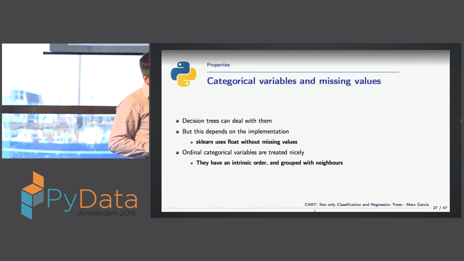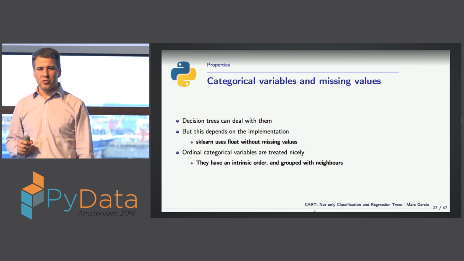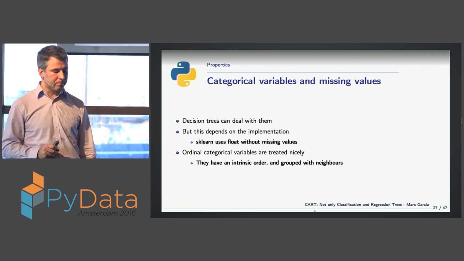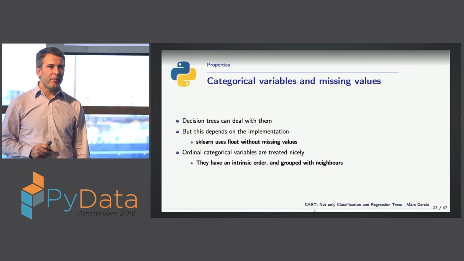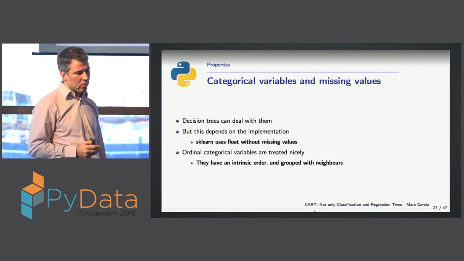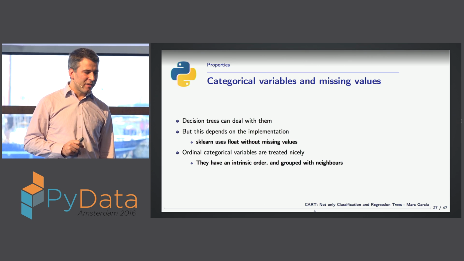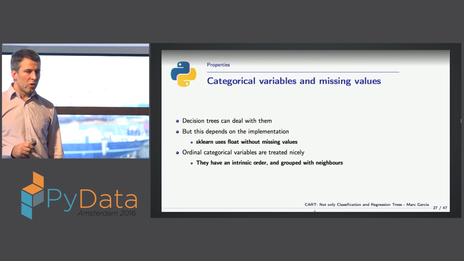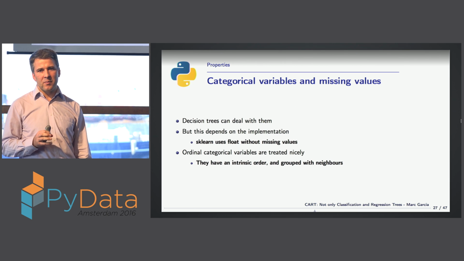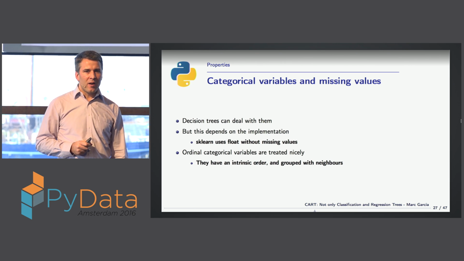OK, categorical variables and missing values. The theory of decision trees says that they can process both things. There is no problem for that. The thing is that implementations, scikit-learn as an example, usually don't handle them this way, mostly for performance reasons. So the approach is insensitive. You can keep the missing data. You can keep the categorical variables.